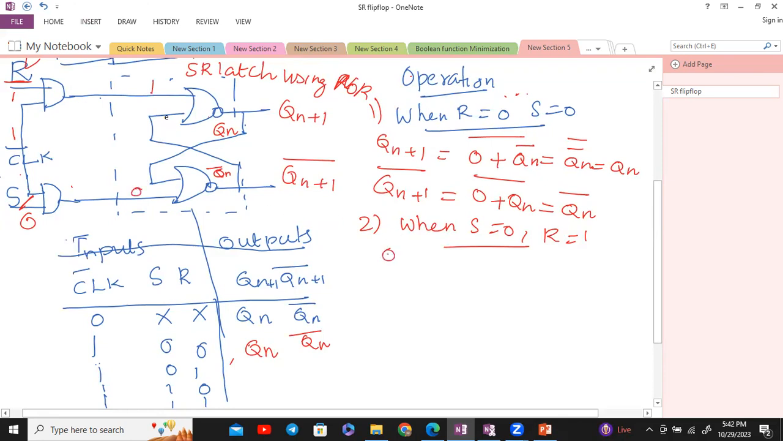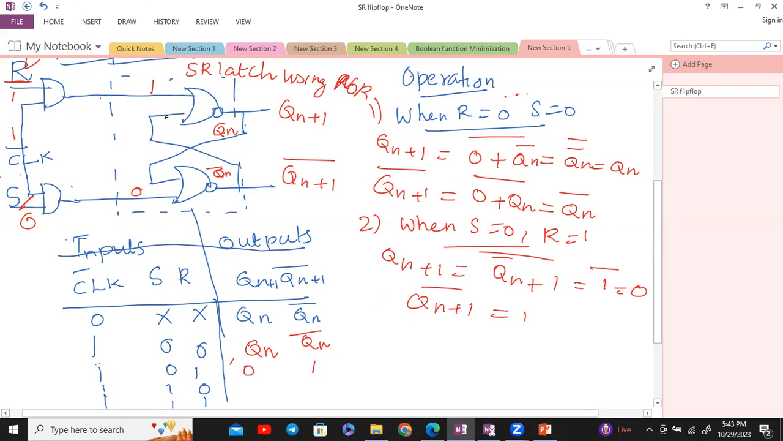So what about Qn plus 1? Qn plus 1 is equal to Qn bar plus 1, the whole bar. So 1 plus Qn bar. What is 1 plus Qn bar? It is 1. So it is 1 bar, it is 0. So if you are getting the value to be 0, definitely Qn plus 1 bar should be 1. So what is the output here? It is 0, 1. Okay.